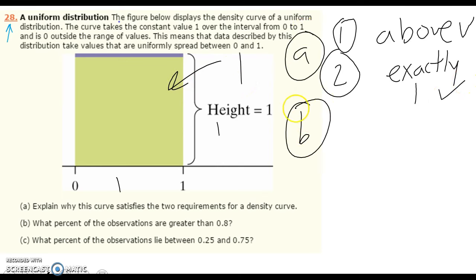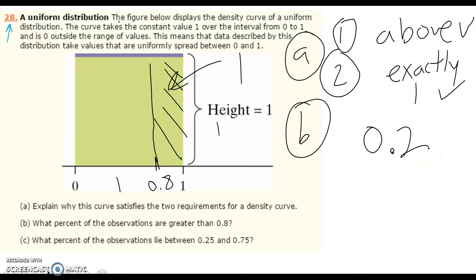Part B: what percent is above 0.8? So 0.8 would be over here. If we kind of drew that in, it's a height of 1. It would be this area in here. Hopefully you'd go, okay, so that's going to be about 0.2, because 0.2 would be the length times 1, which is the height. So 0.2, or 20% of the area. This is why uniform curves are nice.